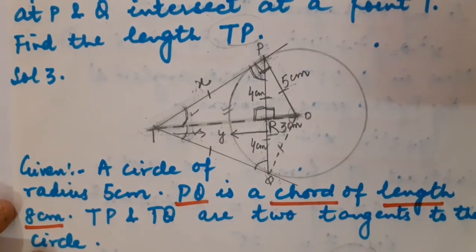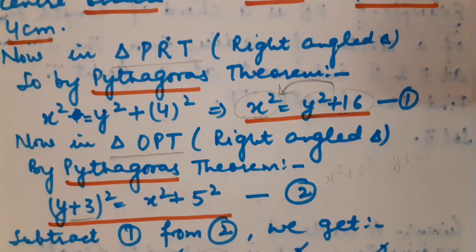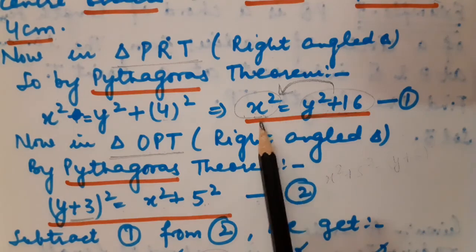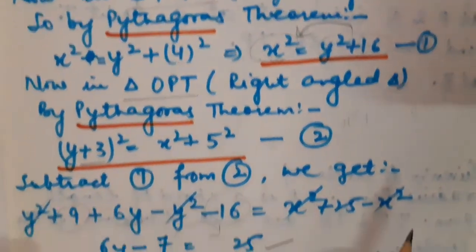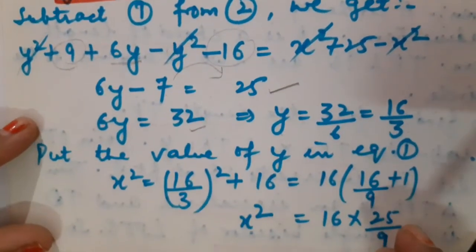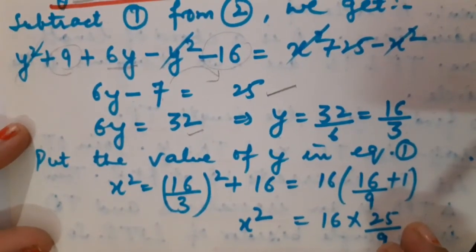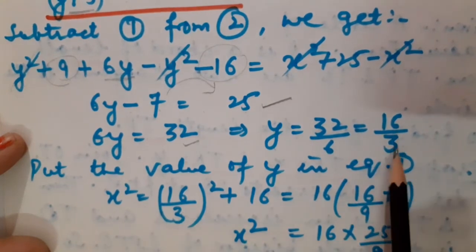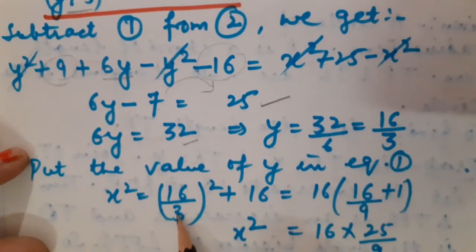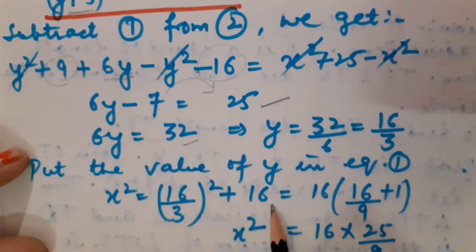So what can be done for finding the value of x? I can put the value of y either in equation number 1 or in equation number 2. That depends on me. So I am going to put the value of y in equation number 1. What is equation number 1? That is x² = y² + 16. At the place of y, I am writing (16/3)² + 16.